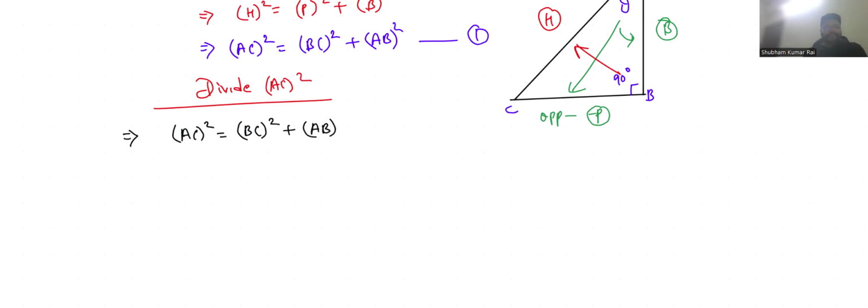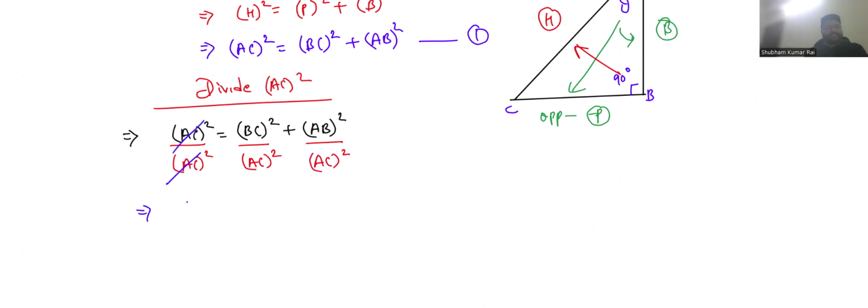Now we need to divide by AC square throughout. Here also it will be AC square, and here also it will be AC square, right? So here you can see that AC is cancelled, so we got 1.